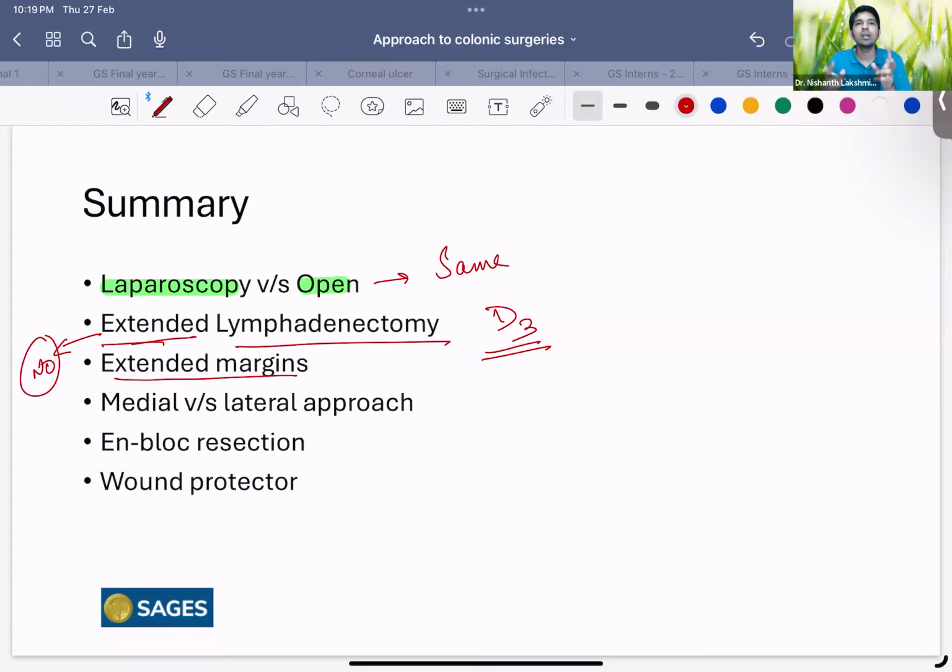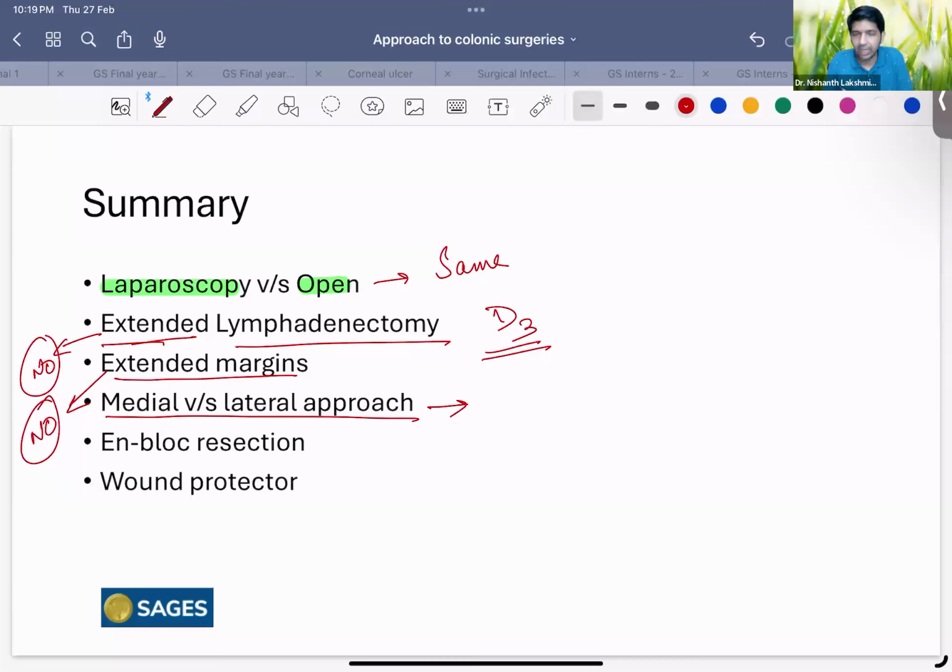Extended margins, beyond what has to be taken. Don't say I've already taken 10, I will take 15 centimeters and make the patient be 100% certain there is no tumor. Again, no role, or it does not provide any extra benefit.